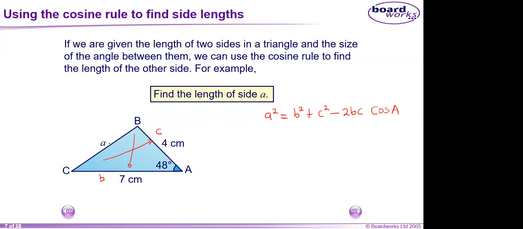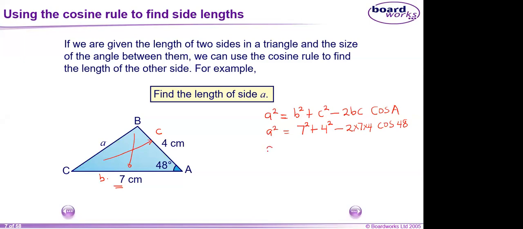Very good. Now, since we want A, we shall leave our A there, and then we substitute. What is our B? B is 7. So I'll put here 7 squared. C is 4. Plus 4 squared, minus 2 times 7 times 4 times cos of 48. Is that okay? Yes.